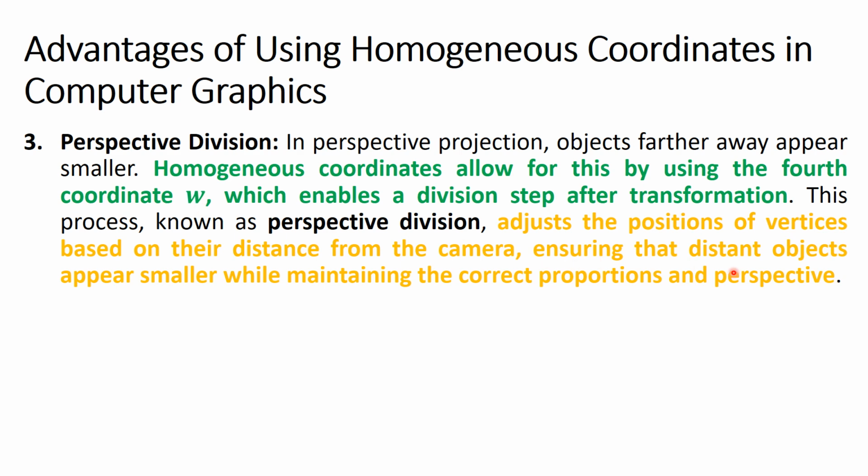Ensuring that distant objects appear smaller while maintaining the correct proportions and perspective. This is perspective division. And the homogeneous coordinate system helps in the perspective division process, adjusting the values of the vertices of objects to appear according to their distance from the camera.